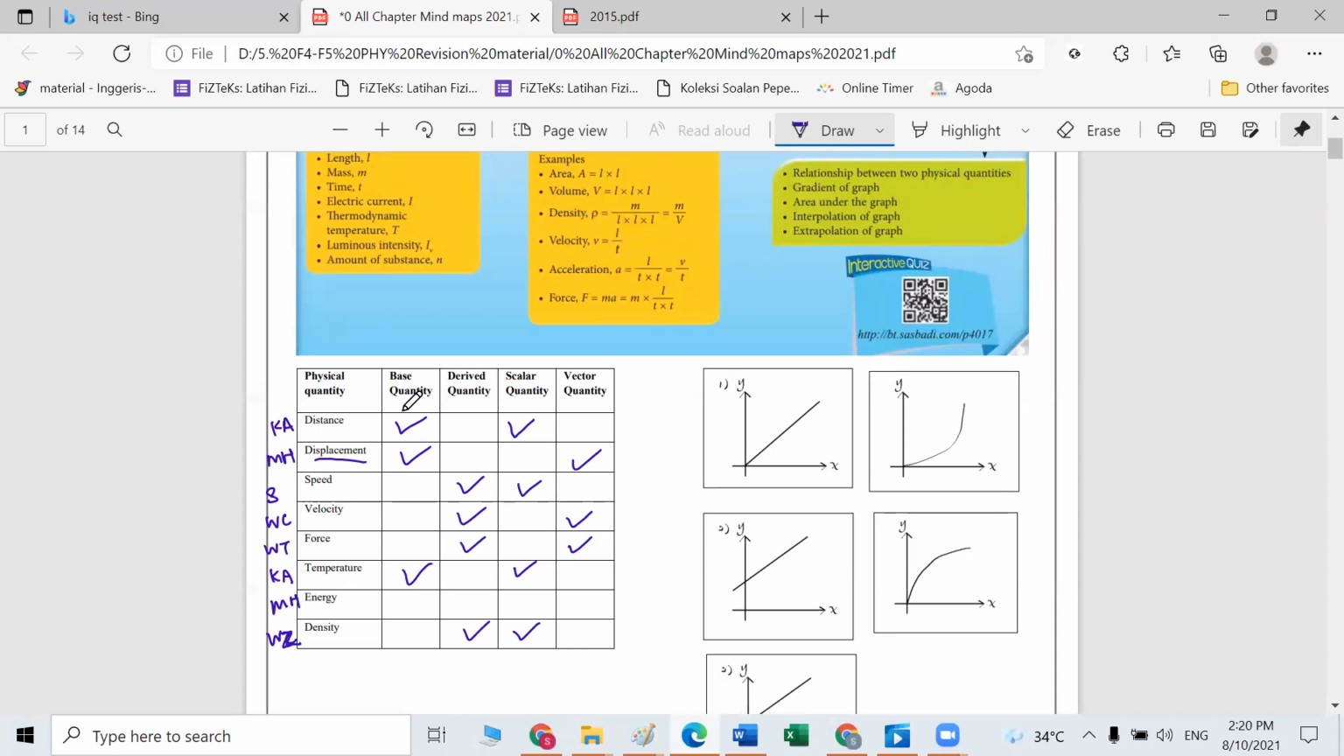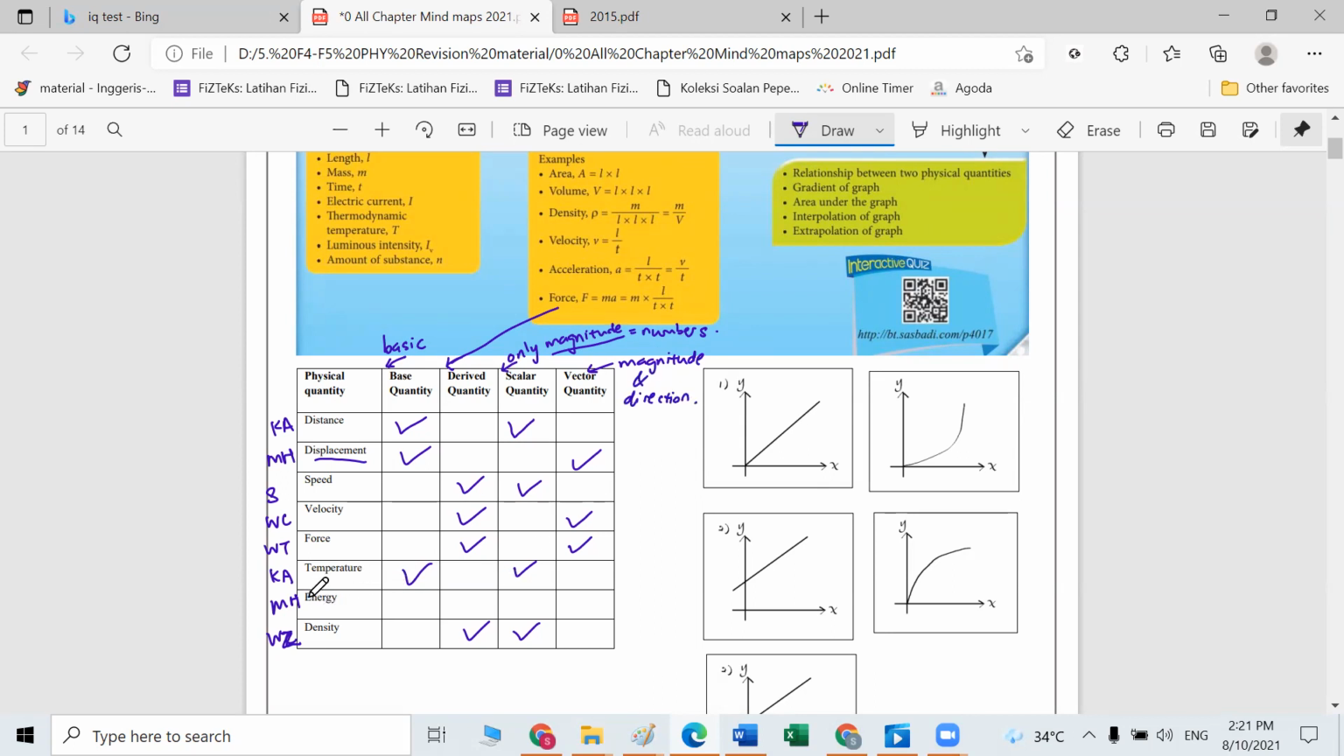Minh Hong, energy. Okay, base quantity means the basic. Derived quantity, for example, this. All of this: area, volume, density, velocity. Scalar quantity means only magnitude. Only magnitude means numbers, 1, 2, 3, 4, 5 only. Vector has magnitude and direction.